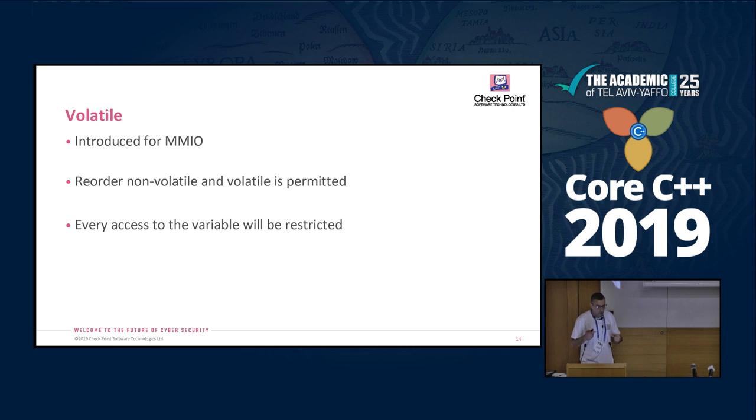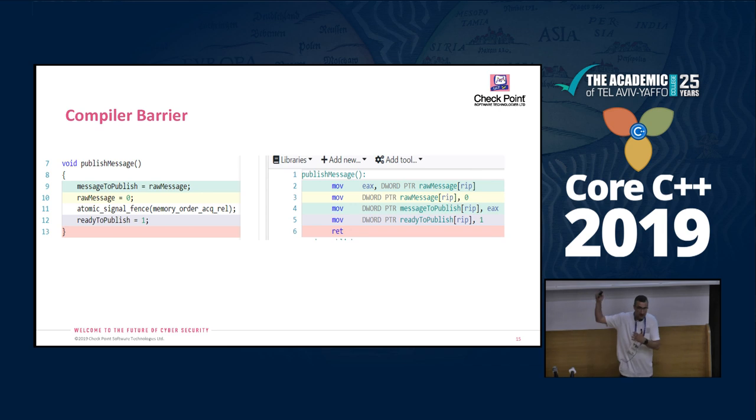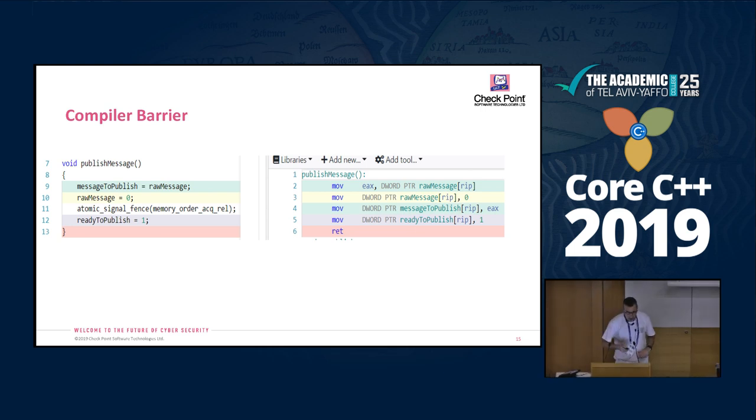So if you want to use volatile in order to prevent reordering, we need to mark all the variables as volatile. Now, the example that I just showed is very simple. We have just three variables. But if you're talking about real code, it's much, much harder. And in addition to that, every access to this variable from now on would be subjected to the same restriction. We can't just forbid it in one place and not in other places. So that's not a very good solution.